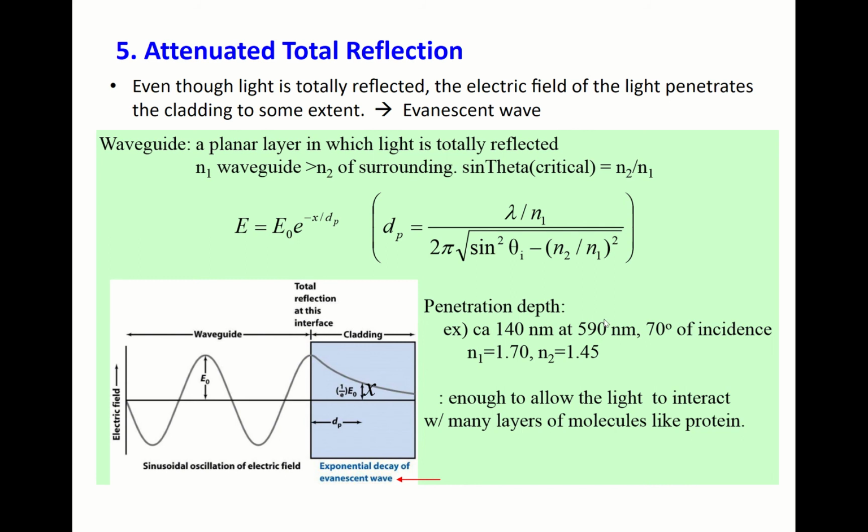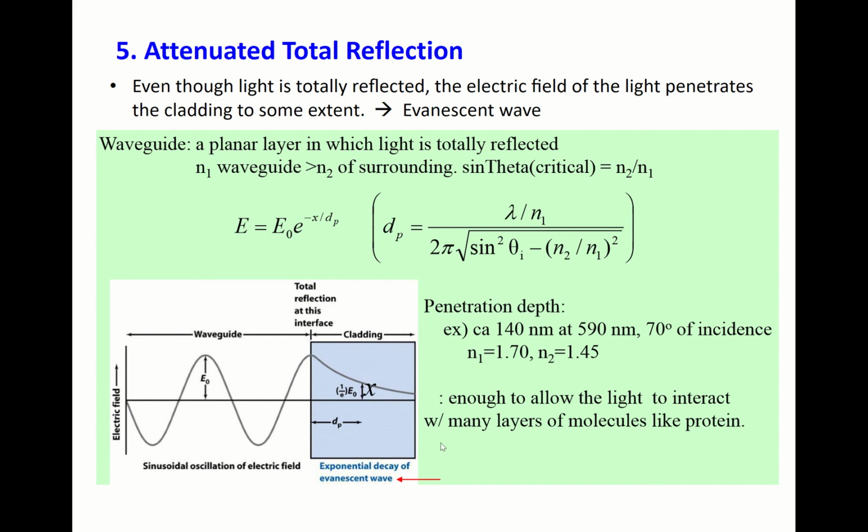Let's continue. At the angle of 70 degrees, if you send 590 nanometer light, this penetration depth is about 140 nanometer, right? Very short. Beyond this distance it rapidly, exponentially fades out. And this is enough to allow the light to interact with many layers of molecules like protein.